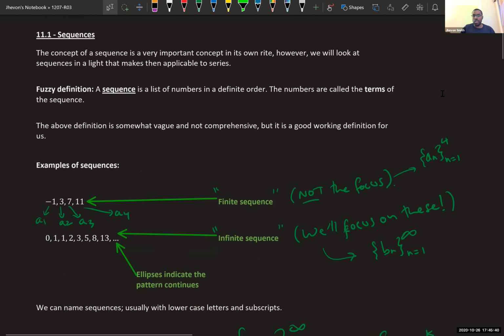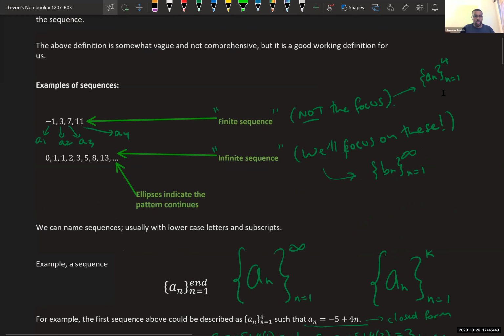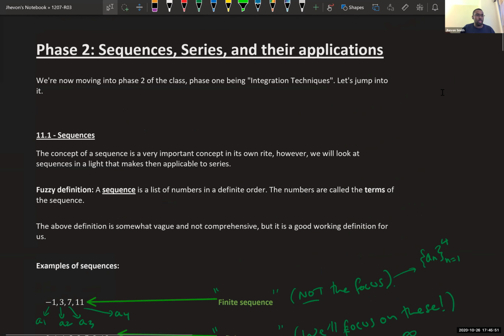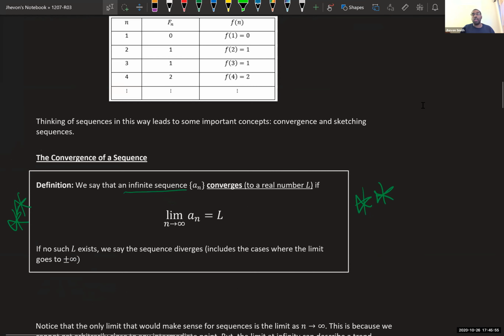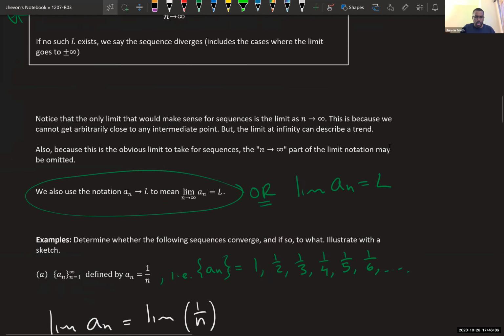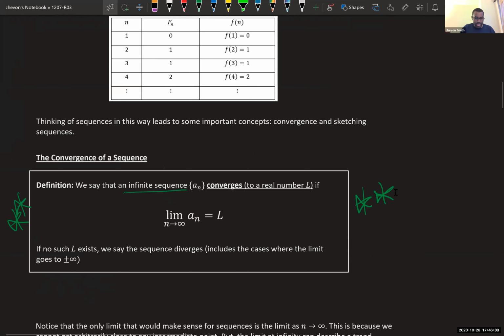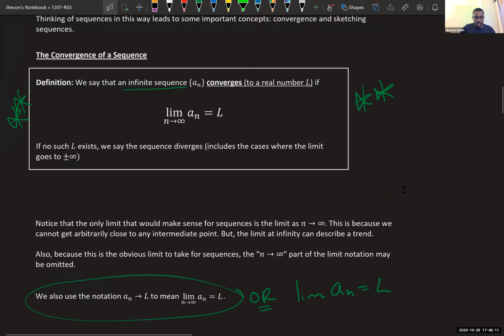Sequences is where it all started for us. A sequence is just a list in definite order. So for us, it means a list of numbers in a definite order. So there's a way to talk about who comes in what place in the list. We will be focusing on infinite sequences, and there's the idea of the convergence of an infinite sequence. And this basically just means if you take the limit as n approaches infinity, it will approach some real number value. If it does not, you say that the sequence diverges.